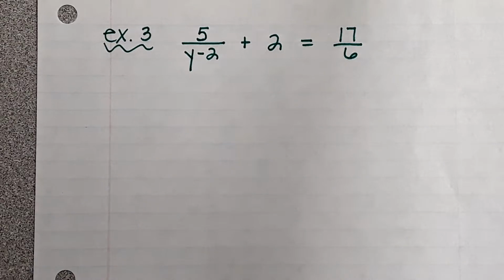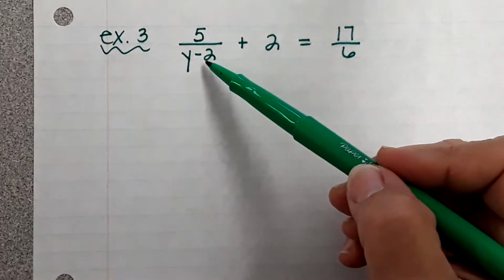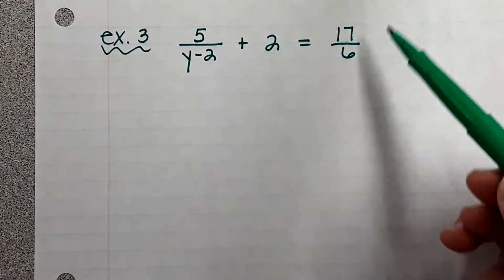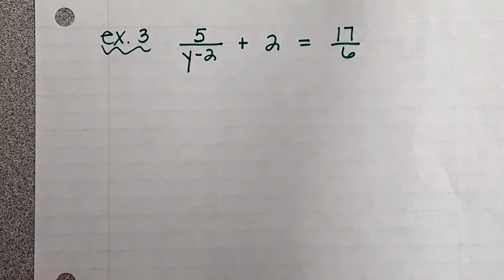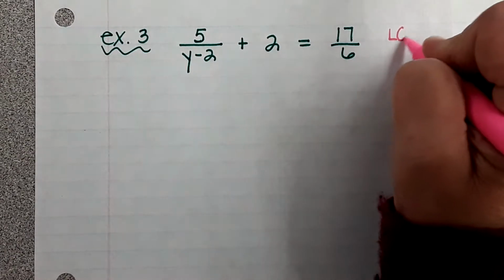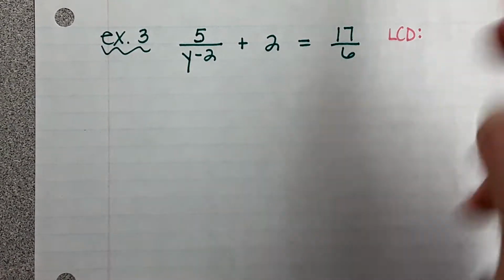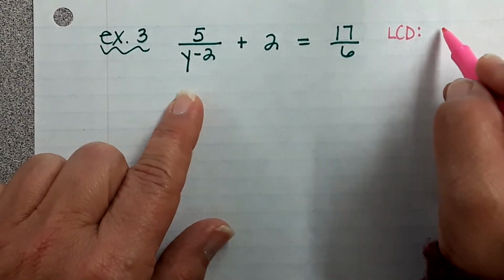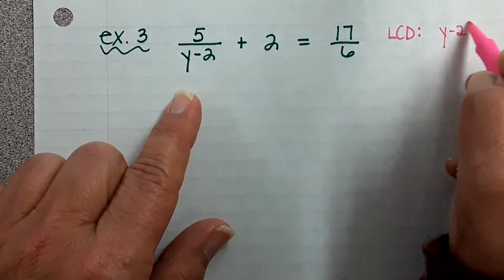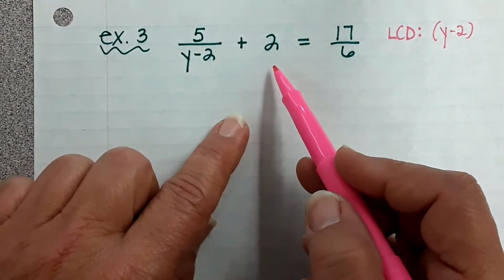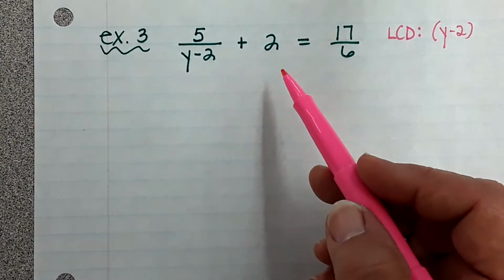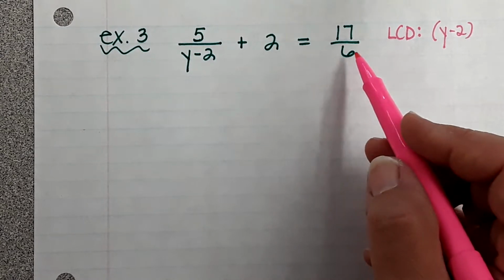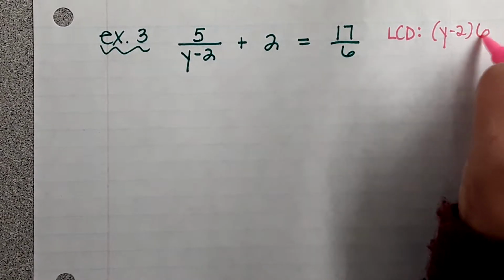So just like in everything, we have 5 over y minus 2, plus 2, equals 17 over 6. The 2 is a whole number. So we're going to look for our LCD. Well, we know we need a y minus 2. The denominator here is 1, so we don't really need to worry about that denominator. And this denominator is 6, so we need a 6.